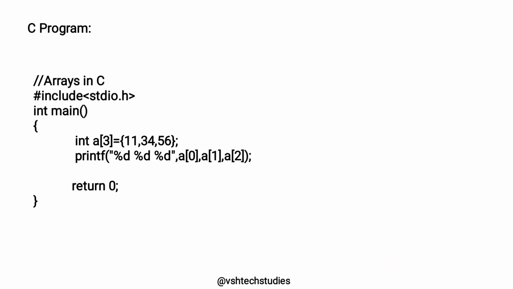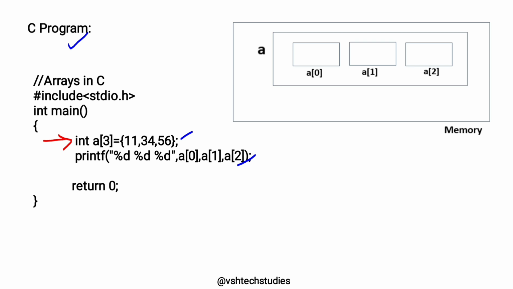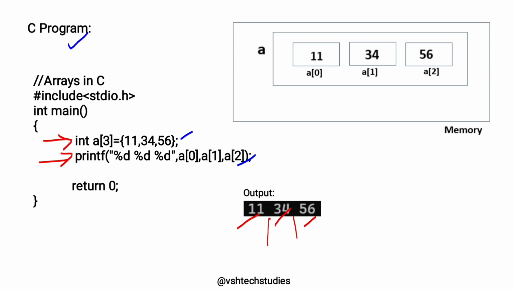Now consider this C program, which has both array initialization and printing of array elements on the monitor. According to the first instruction, array initialization, in memory, array A, a group of 3 memory locations, is reserved, and in the first memory location 11, the second 34, and the third 56 is stored. Next, according to the second instruction, that is printf, on the monitor 11 space 34 space and 56 is printed.